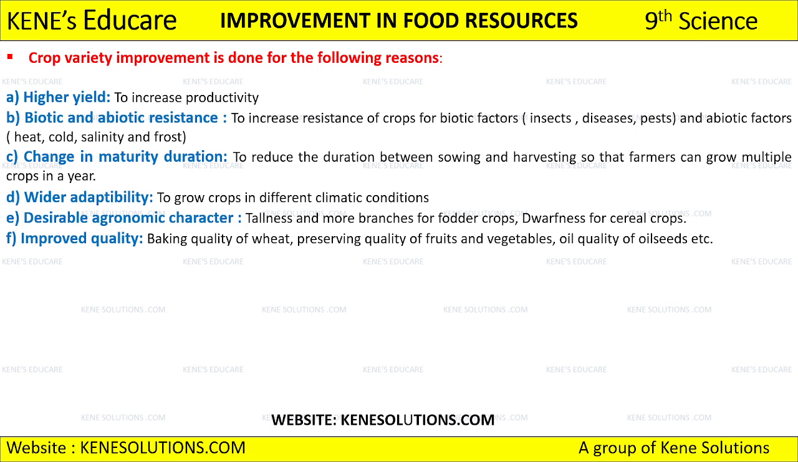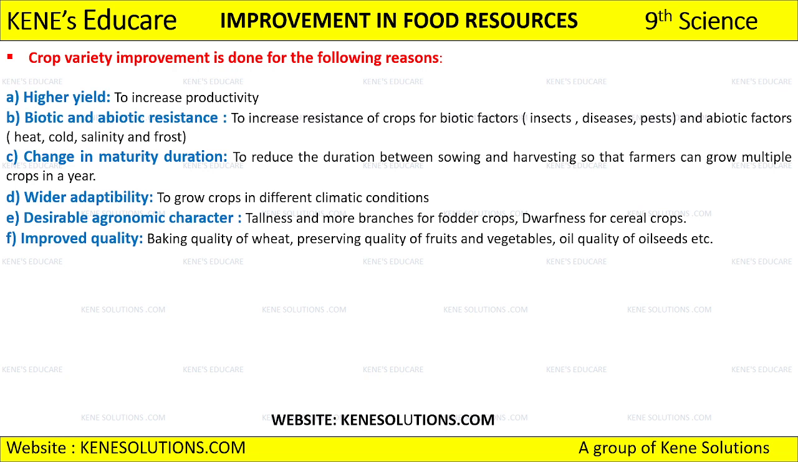Then after this we have change in maturity duration. The duration of sowing and harvesting the crop should not be long, it should be less, so that the farmer can grow multiple crops in a year. We know that the farmer keeps on this practice of growing multiple crops throughout the year, where we have some kharif crops and rabi crops. So you're already aware of it, right?